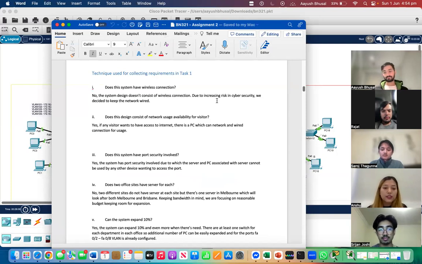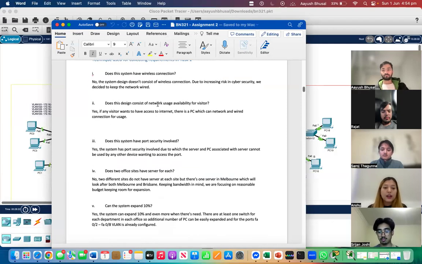Next up, does the system have a server for each of the two office sites? Keeping the budget in mind, we have only kept one server in the Melbourne branch, and both branches will have access to the same server. Next, can the system expand by 10%? The system is built in such a way that we can expand it by 10% or more if needed. We have also configured VLANs so that additional pieces can be expanded as per the need.